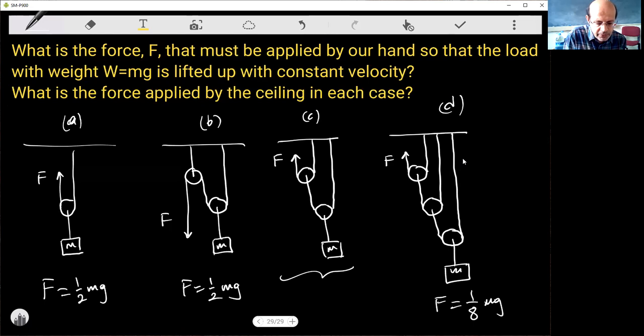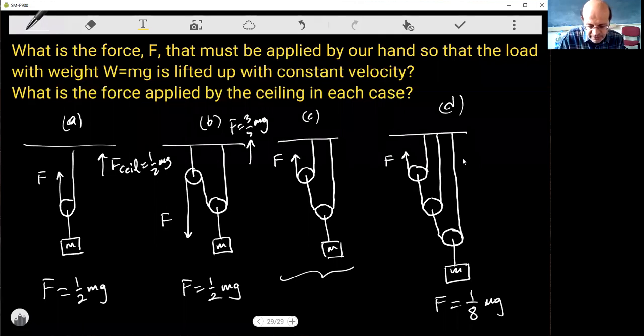And there's also the force which is applied by the ceiling. So in this case, the force applied by the ceiling is upward, and that's equal to 1/2 of mg. In this case, force applied by the ceiling is 3/2 of mg, and it is upward. Yeah, probably I should have used a different coloring in here. And in that case, this is 7/8 mg, right? But I'm just going to solve part C here.